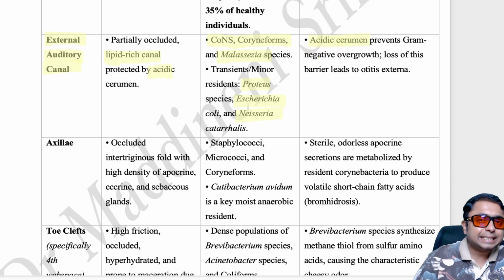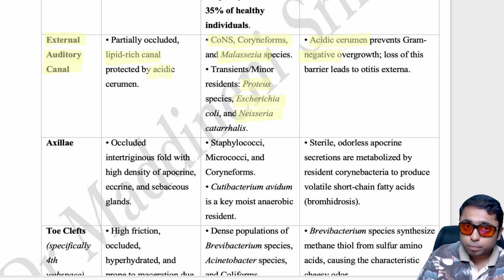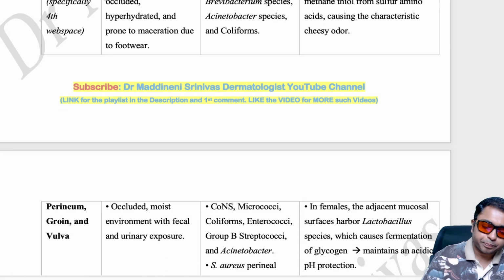The acidic cerumen is obviously going to prevent gram-negative organism overgrowth, and loss of this barrier is going to produce the problem, which is otitis externa. This could be seen because of the loss of this cerumen.